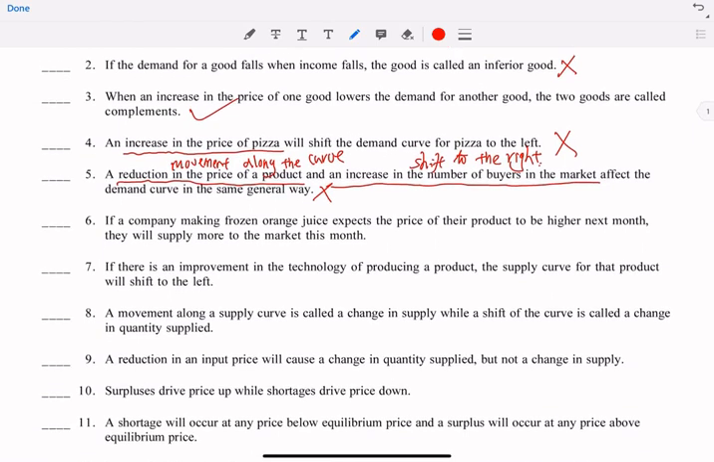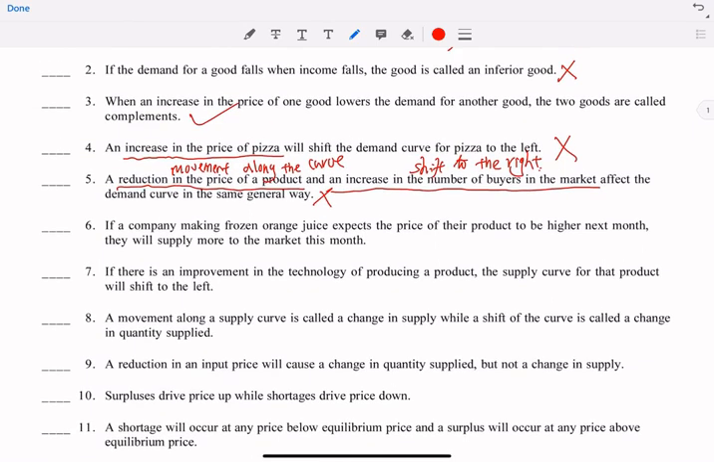Okay, sixth. If a firm making frozen orange juice expects the price of their product to be higher next month, they will supply more to the market this month. So this is about producers' expectations. You can see that this is incorrect because if a firm expects its product will be more expensive next month, they should reduce their supply to the market this month because they want to potentially hoard some orange juice. Then they could sell the orange juice next month at a higher price.